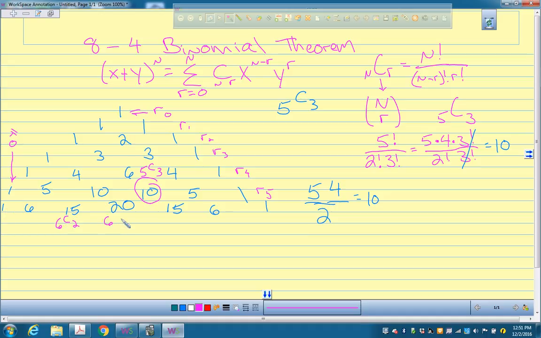This is 6C3. This is 6C4. This is 6C5. This is 6C6, etc. So all of those combinations can be found using Pascal's triangle, which is pretty cool, right? So what does this ugly thing here mean?